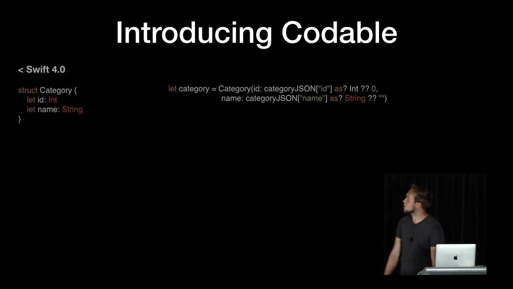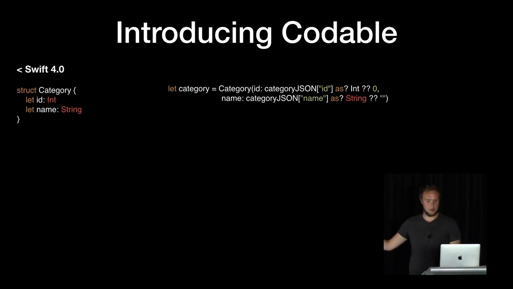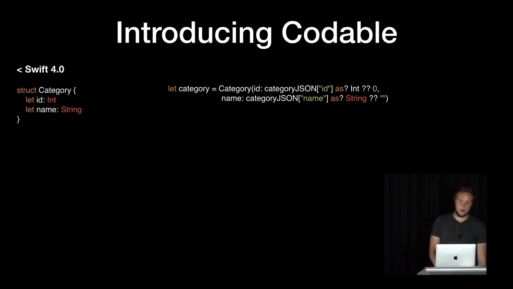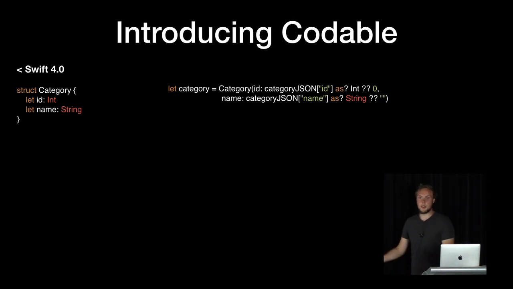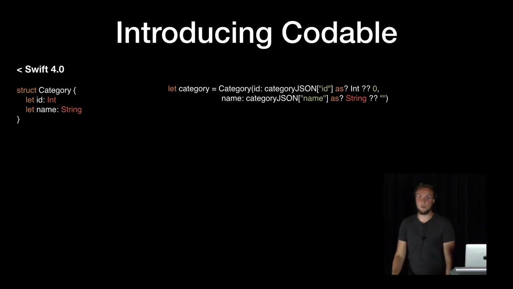So again, before Swift 4, you would do something like this. You had a category struct, and then you have to unwrap the things, and you have to cast them to whatever you want it to be. If it's not optional, you can provide a default value if you still want to initialize without the JSON value.